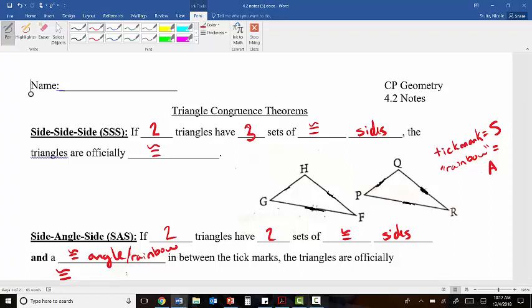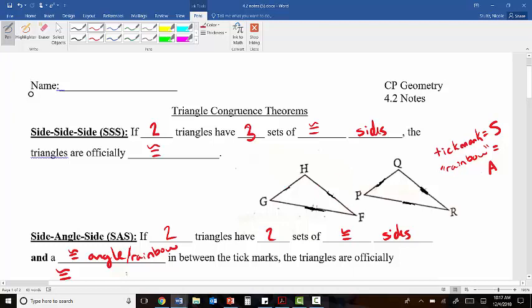Today's lesson is going to start our triangle congruence unit. Basically, here's your task. There are 5 theorems, and if you can get enough information to use one of them, you can go ahead and say the triangles are congruent. So remember what congruent means. It means all the sides and all the corresponding angles are equal.